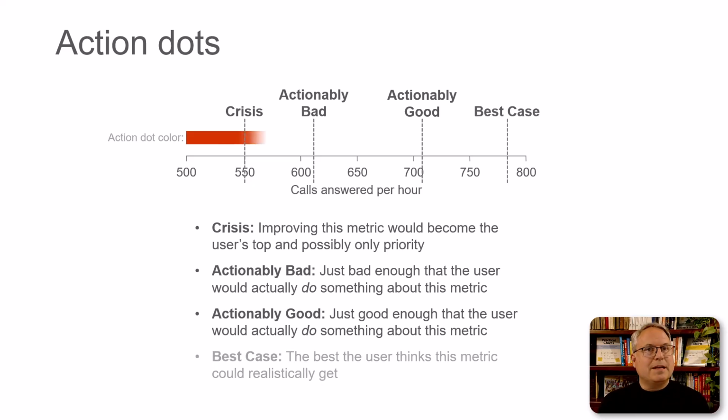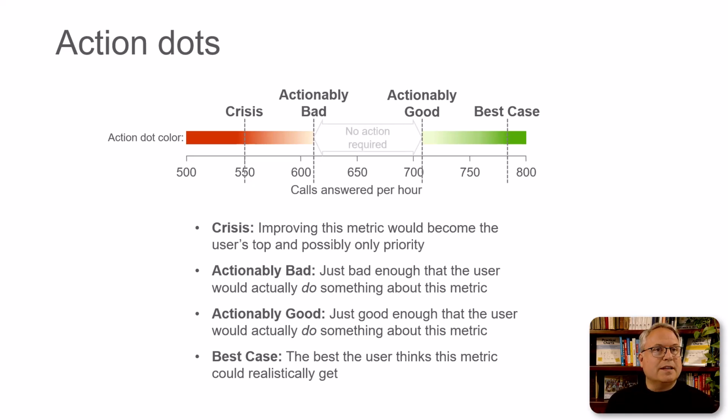And then there's best case. And so this is the point where, realistically, how good do we think this metric could ever get, right? It'll probably never get there, but if it ever did, we'd want it to be very noticeable on the dashboard, i.e. perhaps a very dark green color. And so these 4 thresholds are basically what drive those dot colors.